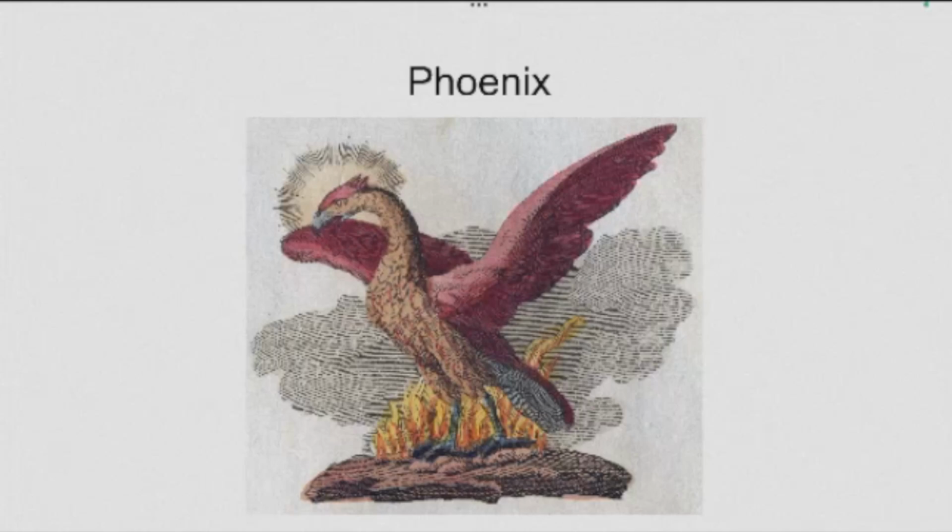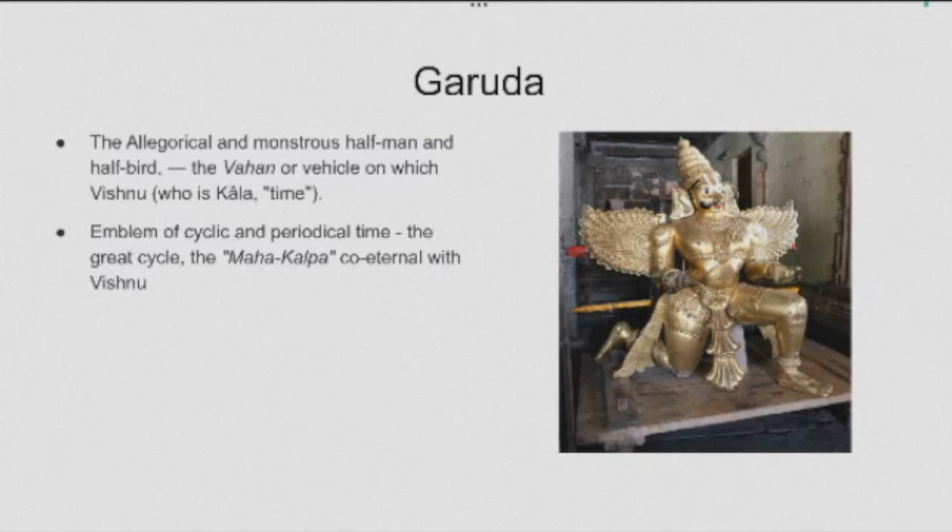In the same lines, we have the Indian version of the phoenix, Garuda, the allegorical, monstrous half man and half bird, said to be the vehicle of Vishnu, who is time. Yet again, this emblem is a symbol of cyclic and periodical time, and in the esoteric works, it is said to be an equivalent representation of a Mahakalpa and co-eternal with Vishnu.